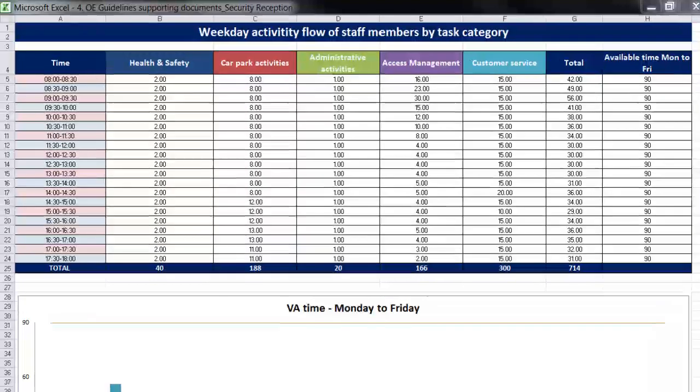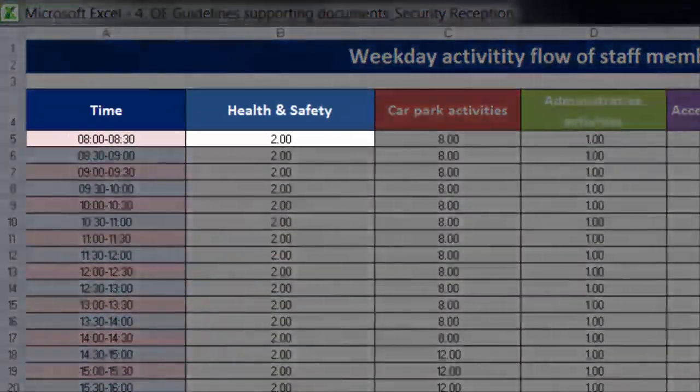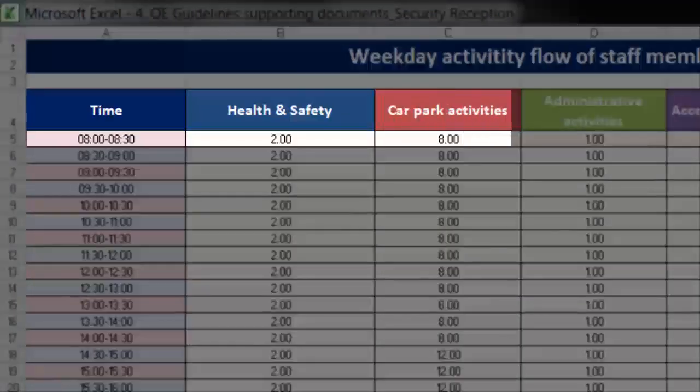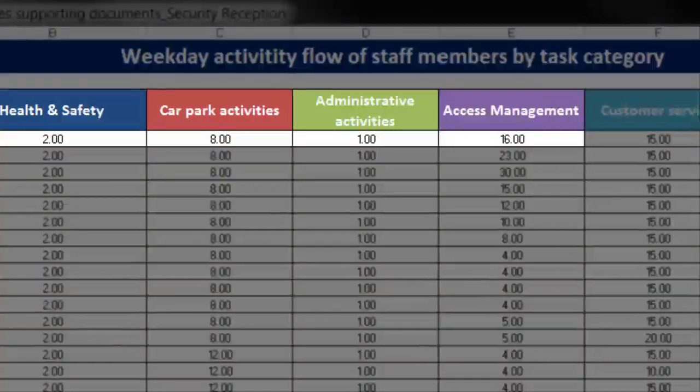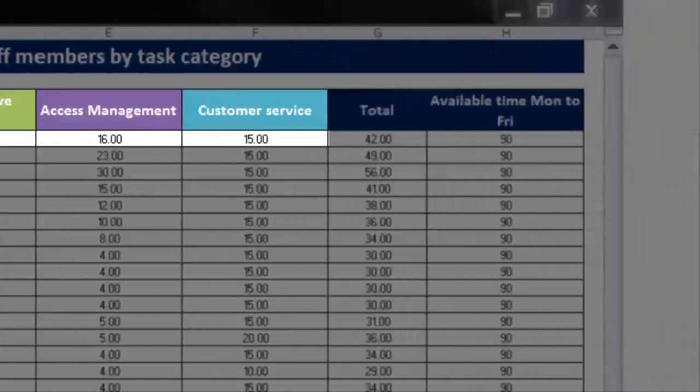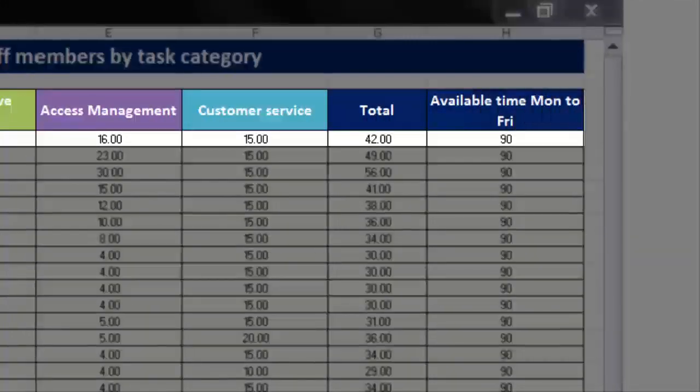So here we can see between 8 and 8:30, 2 minutes spent on health and safety, 8 spent on car park activities, 1 minute administrative tasks, 16 access management and 15 customer service, totaling to 42 minutes out of the 90 minutes available from the 3 members of staff.